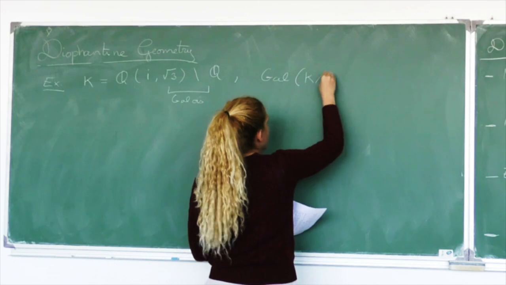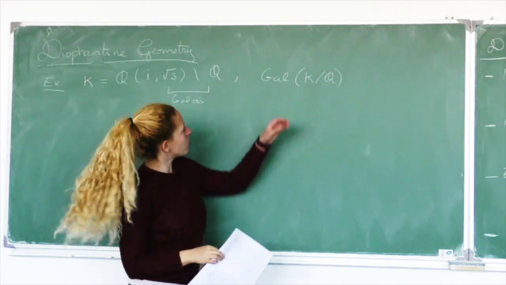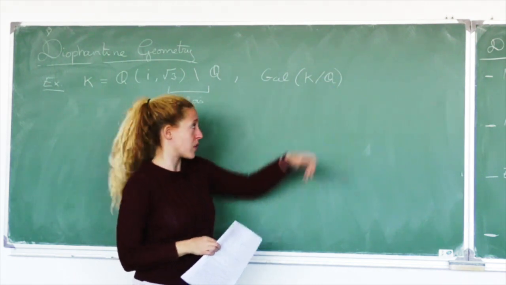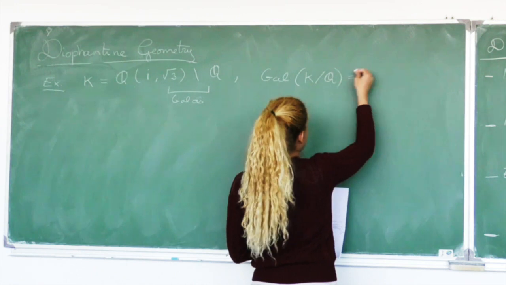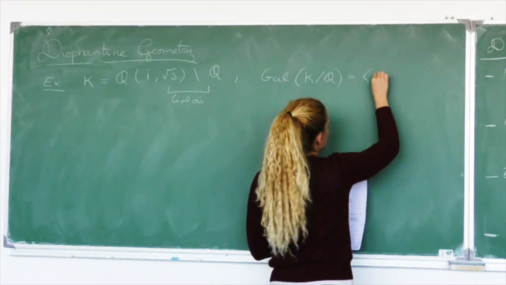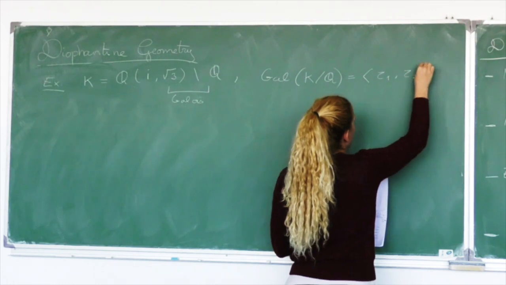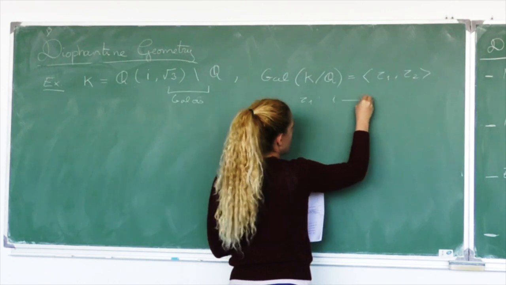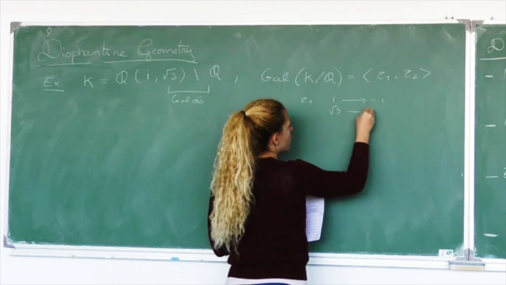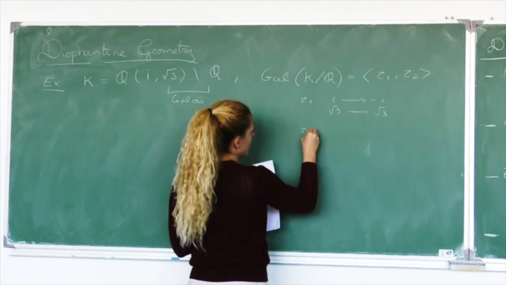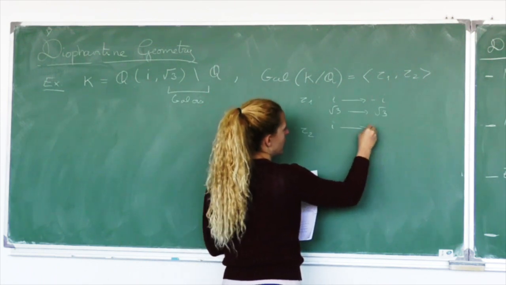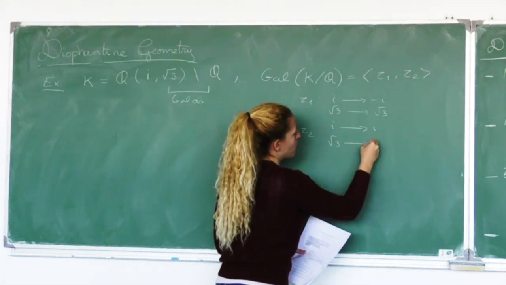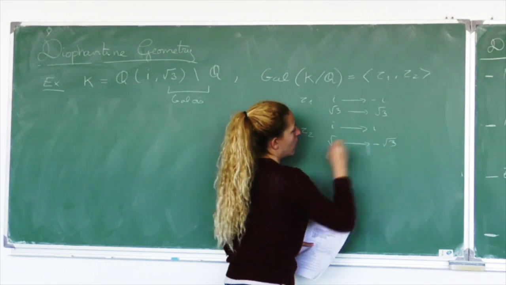Who is the Galois group? The Galois group is the set of field morphisms from K to K that fix the base field, the rationals. In this case, it is generated by two elements. Let me call them tau 1 and tau 2. Tau 1 sends i to minus i and square root of 3 to square root of 3, and tau 2 leaves i fixed this time, but sends square root of 3 to minus the square root of 3.